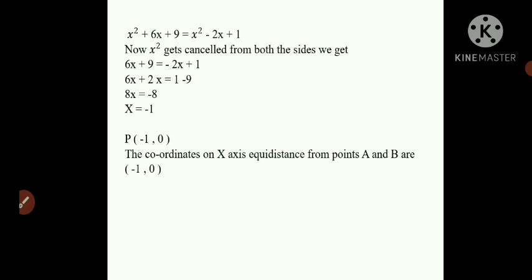So P is minus 1 comma 0. So the coordinates of the point on the x-axis which is equidistant from points A and B are minus 1 comma 0.